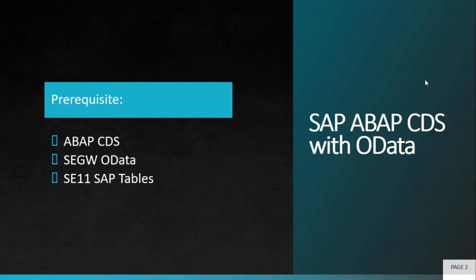In this particular video, we'll be learning how to create an ABAP CDS and also use that CDS to create an OData and perform some operations on that. There are some prerequisites that you should know: what exactly is ABAP CDS and the types of ABAP CDS we have, what is SEGW OData and how to create an OData, and what are SE11 SAP tables.